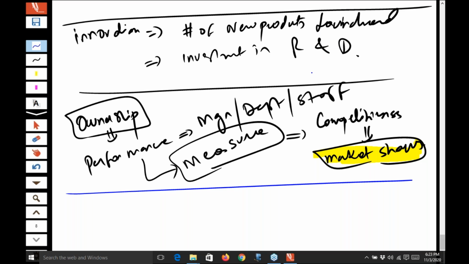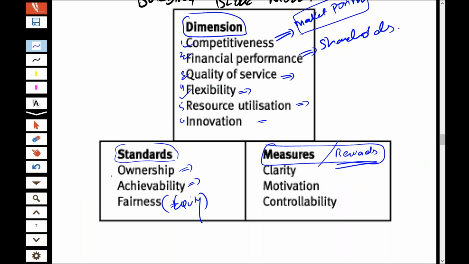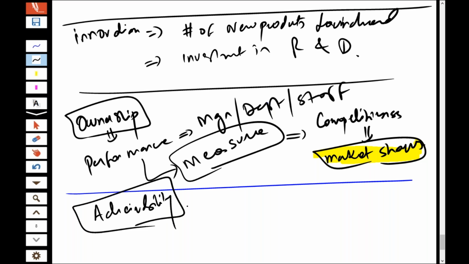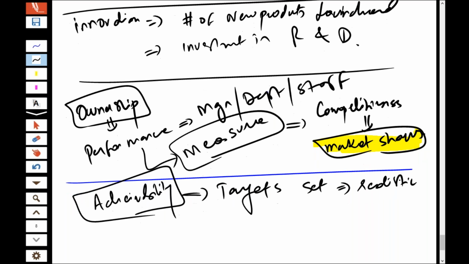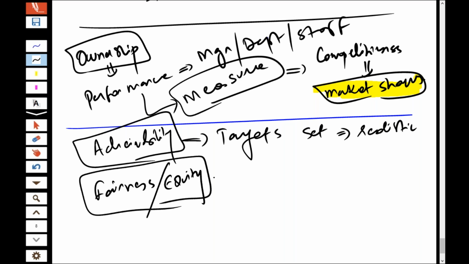Is that okay? Now, the next situation is, the ownership is there, then you've got the achievability. Achievability refers to the targets that you set. The targets that you set should be achievable, should be realistic, should not be unrealistic targets. And then you've got the fairness in setting targets, or we call it equity.